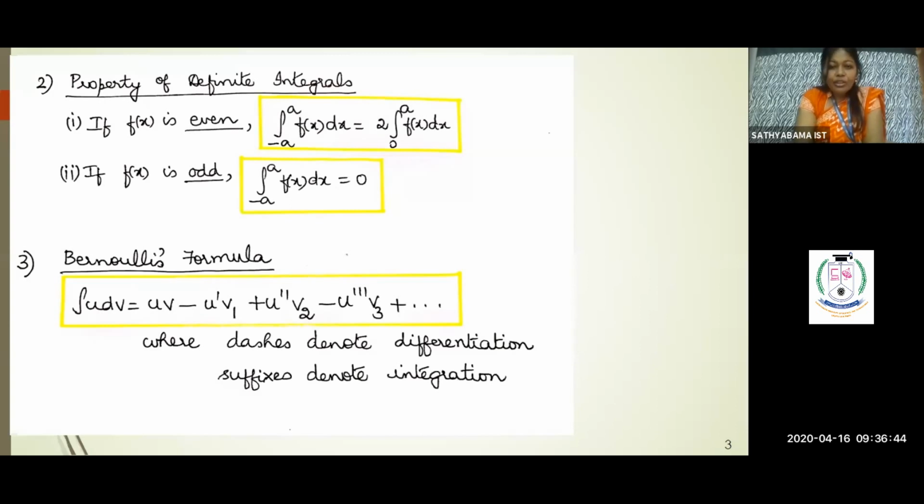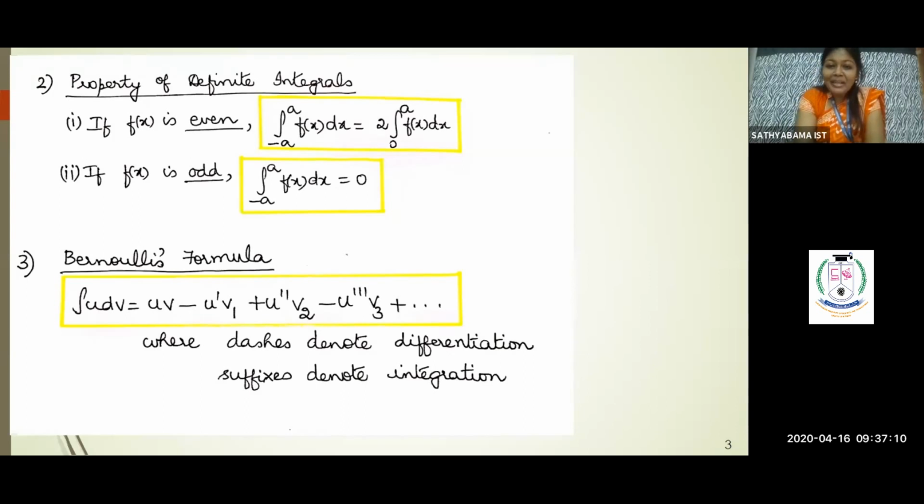Now, thirdly, we're going to look at a formula. Now, this formula may be new for some of you, but you know what? This is just an extension of integration by parts. Okay? Now, you all know integration by parts, right? What is integral u dv? It is uv minus u dash v1 plus u double dash v2 minus u triple dash... I'm sorry. This is Bernoulli's formula that I'm stating.